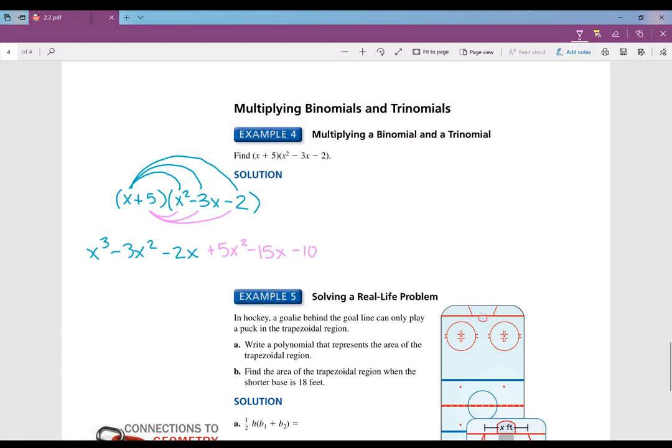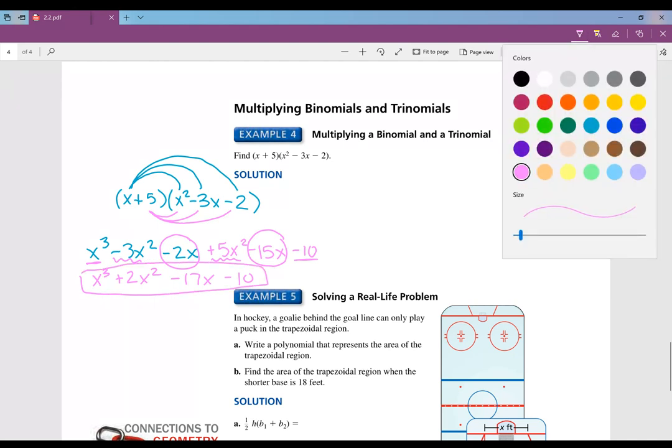Now we just need to combine our like terms. Our x cubed doesn't have any like terms, so that's just x cubed. And then we have 2 x squareds. So minus 3 plus 5 is going to be plus 2x squared. We have minus 2x minus 15x, so that's going to be minus 17x. And then we have our minus 10. So that would be your answer.